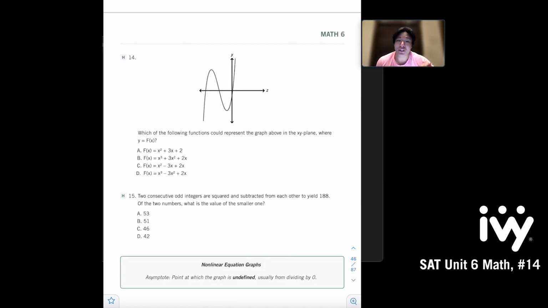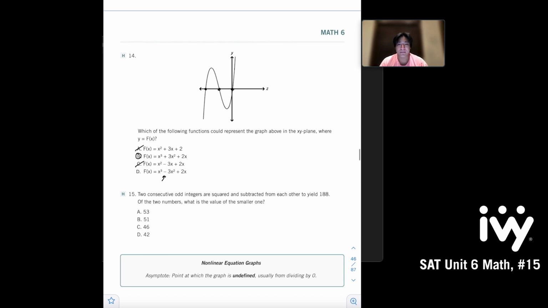Question 14. Which of the following functions could represent the graph above in the xy plane where y equals f of x? So first thing to note here is that this graph has 3 solutions, or 3 roots, which means that we can immediately eliminate A and C because both of these are quadratic, meaning that they can only have a maximum of 2 distinct roots. So now looking at these 3 roots, we see that 2 of them are negative and 1 of them is 0, which means that this can only be B since there's a negative here in D.